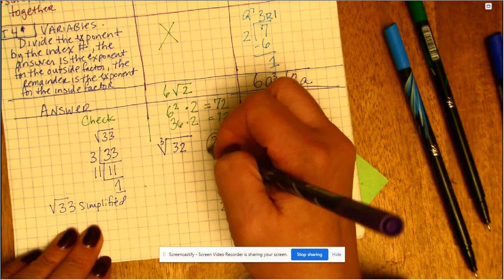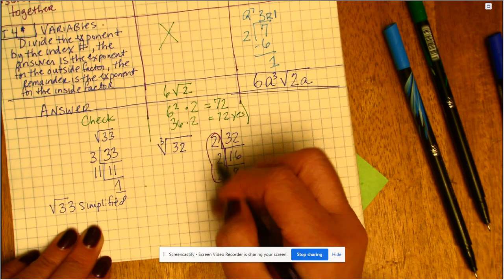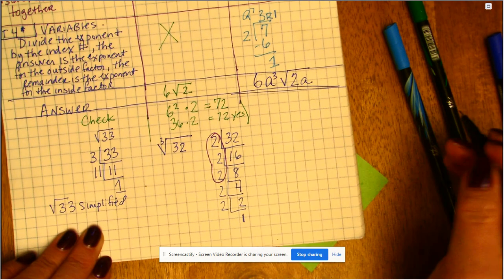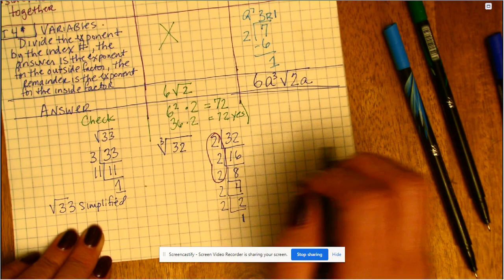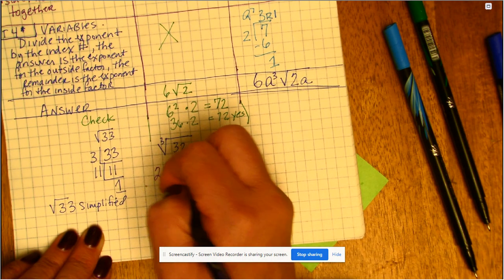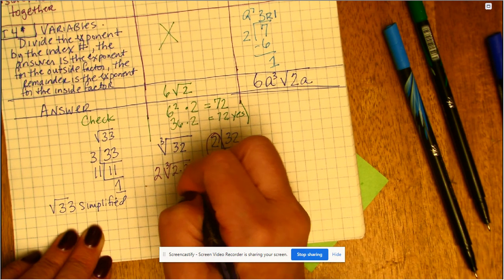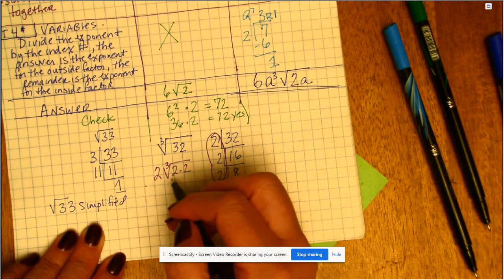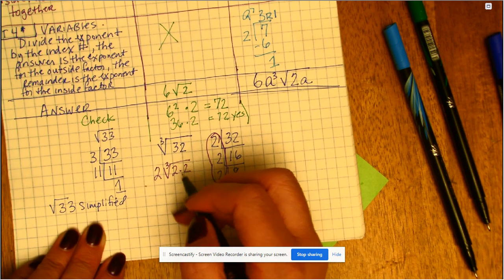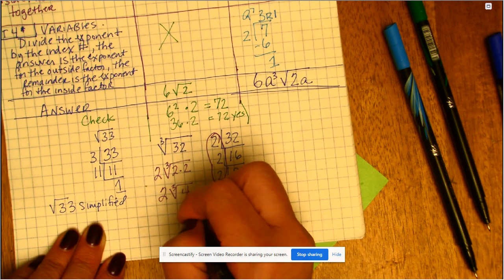Starting at the top, I need to circle sets of 3 this time. So I have 1 set of 3 and 2 2s that don't come out. So according to this, on the outside, I'm going to have a 2. I'm still going to have my cubed root radical. That doesn't change. And inside, I have 2 times 2 still. So according to my rule, I multiply the inside back together. So I have 2 radical 4.